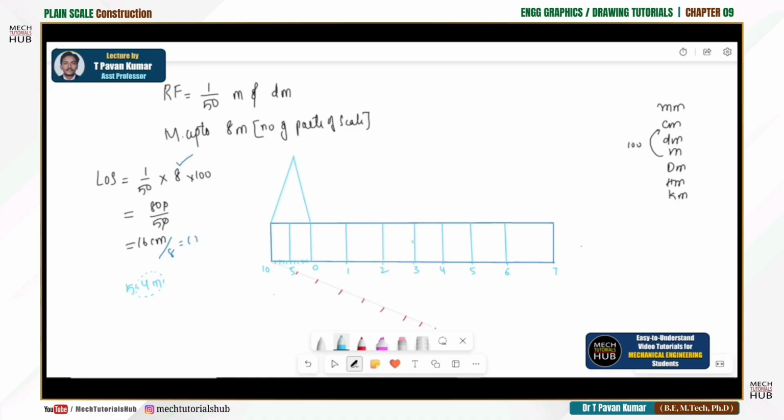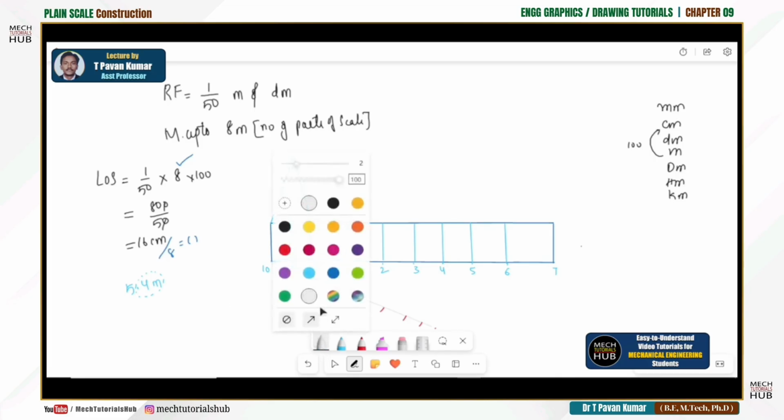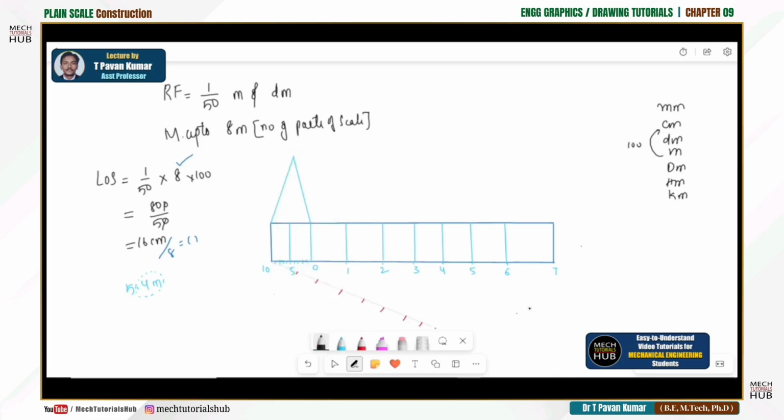Now this is how we need to construct a line. Now after this, finally let me give the labeling or naming of it. This is the main scale, which is meters. METER, meter scale, underline it.